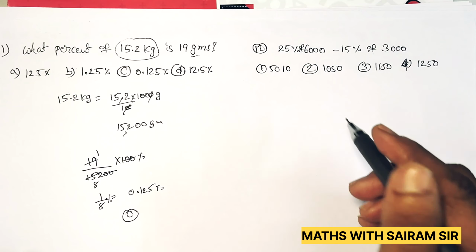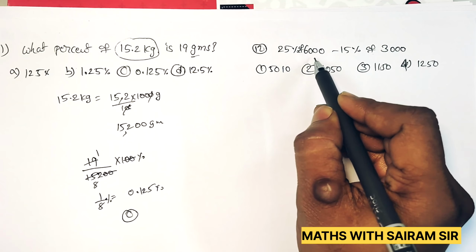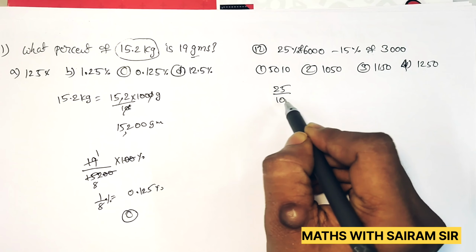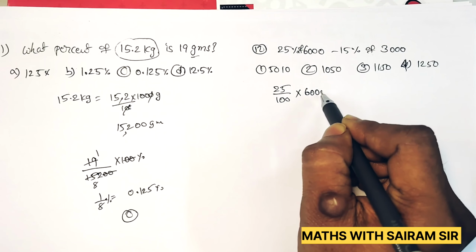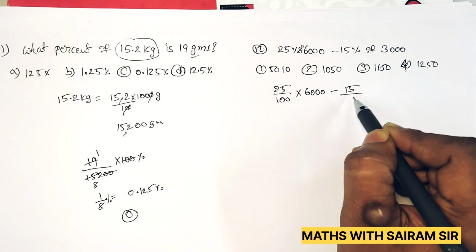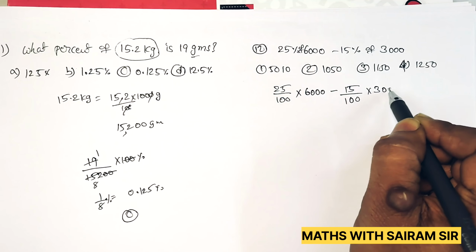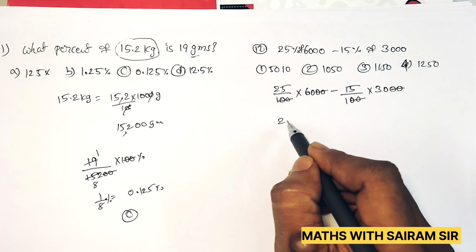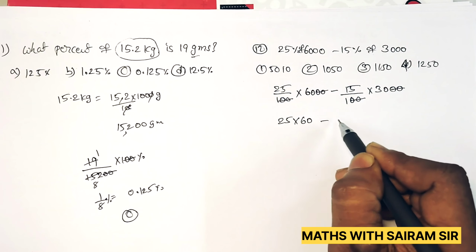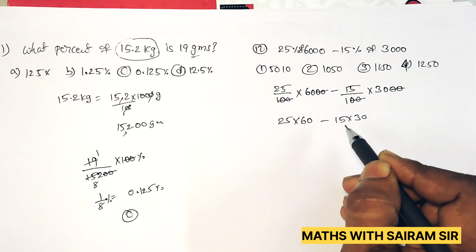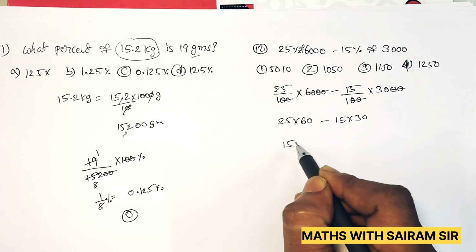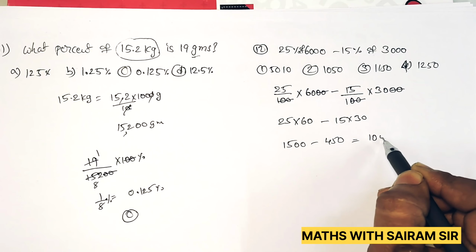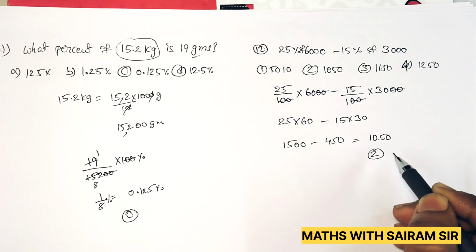Now let us observe the next question. 25 percentage of 6000 minus 15 percentage of 3000. So 25 percentage means what? 25 for 100 into 6000 minus 15 percentage means what? 15 for 100 into 3000. So 2 zeros get cancelled. So we are left with 25 into 60 minus 15 into 30. So 25 into 60, that is 1500, minus 450, that gives you 1050 is the answer. So the second option is the correct one for this question.